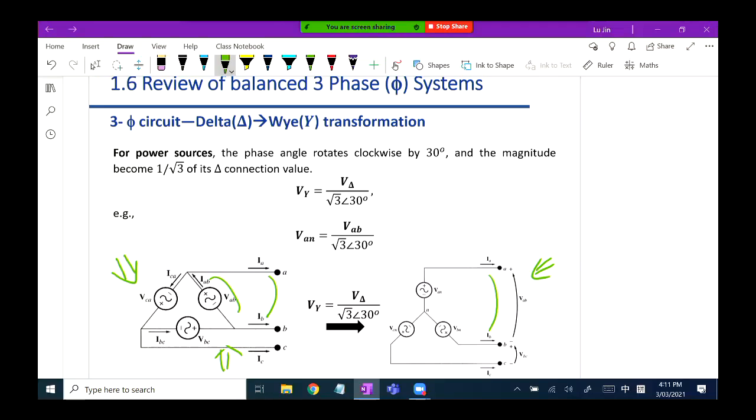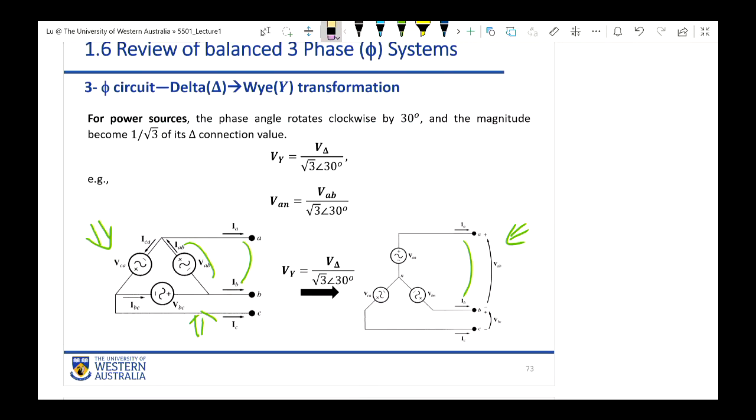Regarding the Y pattern, the relationship between the phase voltage and the line voltage is given here. The line-to-line voltage is equal to the phase voltage multiplied by square root 3, with an angle of 30 degrees. Sorry, I repeat again. Regarding this part, first of all, between the Y pattern and the delta pattern, the line-to-line voltage should remain the same to guarantee the equivalency between these two patterns.